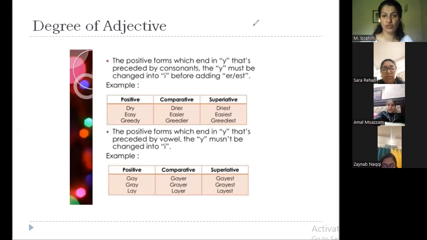Zoom has given me the 30-minute time limit. I'll try to cover this particular topic as much as I can, and after that we are going to restart our class.